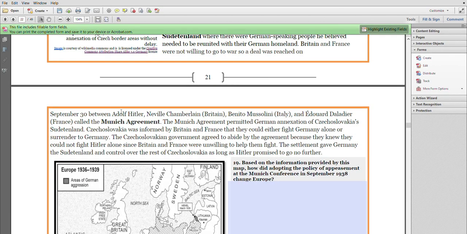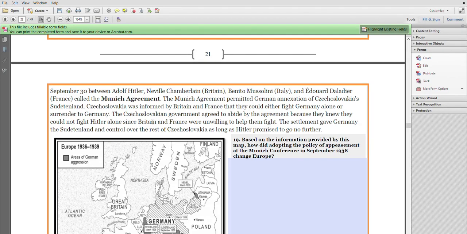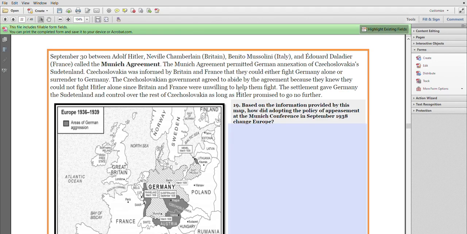September 30th between Adolf Hitler, Neville Chamberlain, Benito Mussolini, and Edouard Daladier in France, called the Munich Agreement. The Munich Agreement permitted German annexation of Czechoslovakia's Sudetenland. Czechoslovakia was informed by Britain and France that they could either fight Germany alone or surrender to Germany.